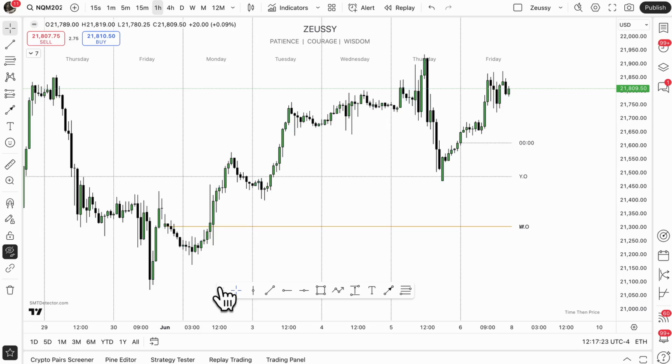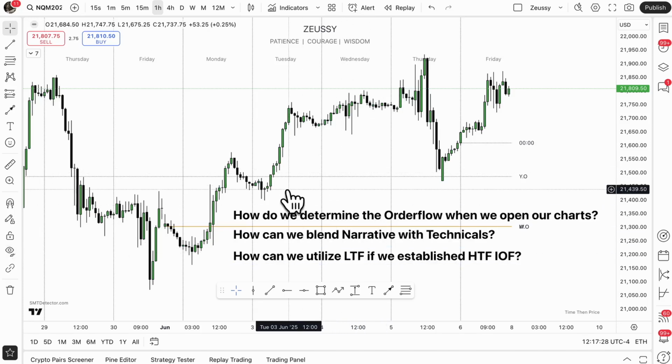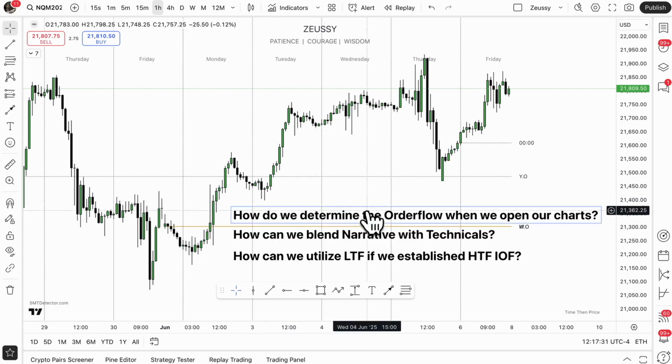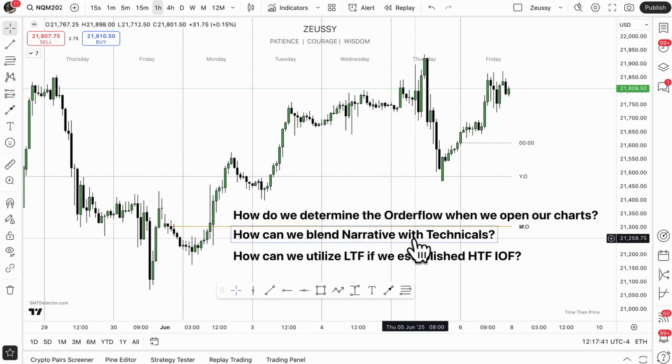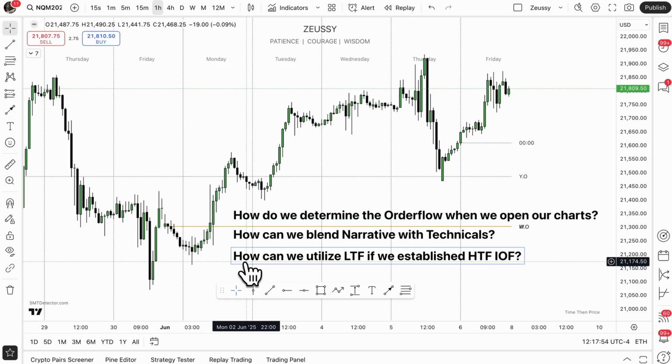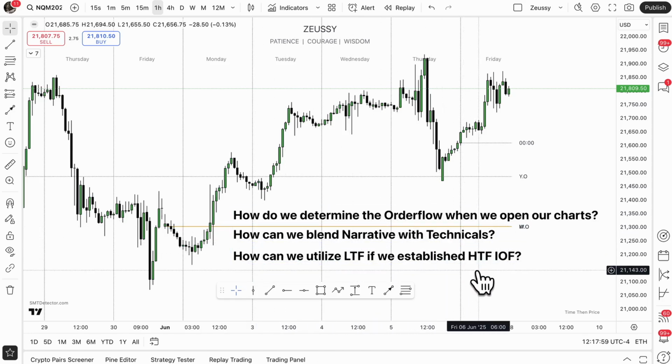What I've done is define these questions as best as possible to make them as general as possible. The first question is: how do we determine the order flow when we open our charts? Meaning, how do we determine whether we're currently in bullish or bearish order flow? Secondly, how can we blend narrative with technicals, meaning how can we blend the overall understanding behind why something should happen with what the chart is telling us, whether price is bullish or bearish? The third question is: how can we utilize lower time frame if we established higher time frame IOF?